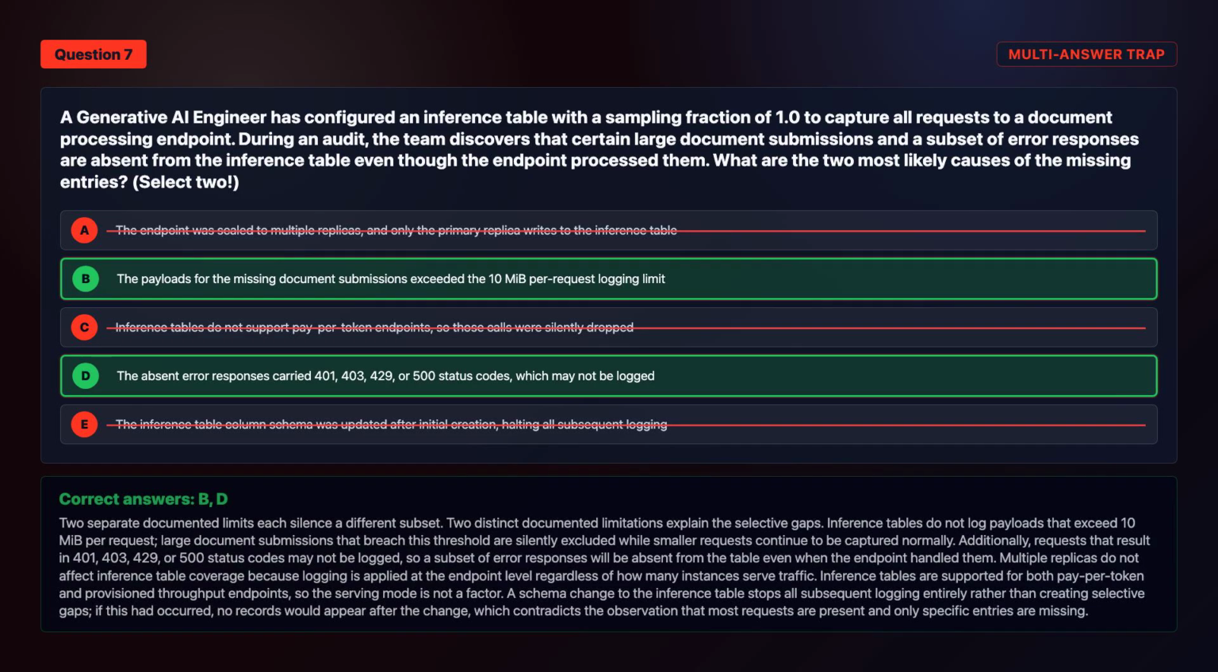The correct answers are option B and option D. Two separate documented limits each silence a different subset. Two distinct documented limitations explain the selective gaps. Inference tables do not log payloads that exceed 10 MB per request. Large document submissions that breach this threshold are silently excluded while smaller requests continue to be captured normally.